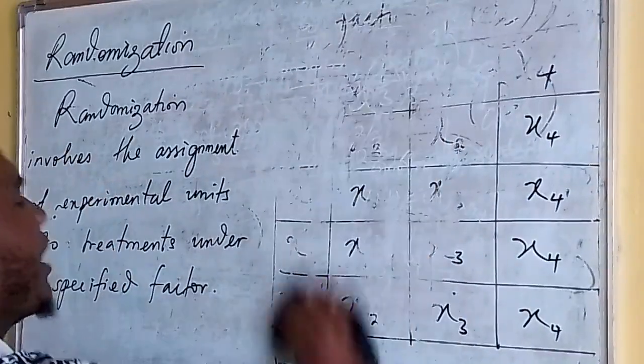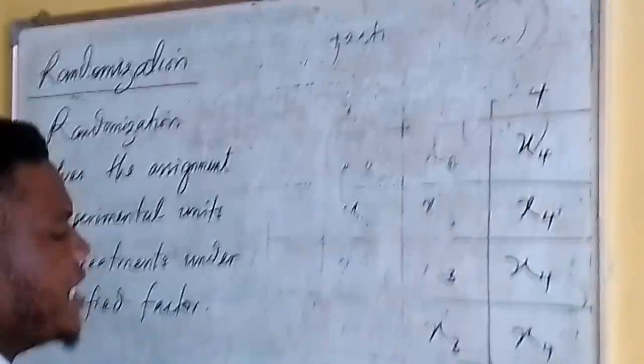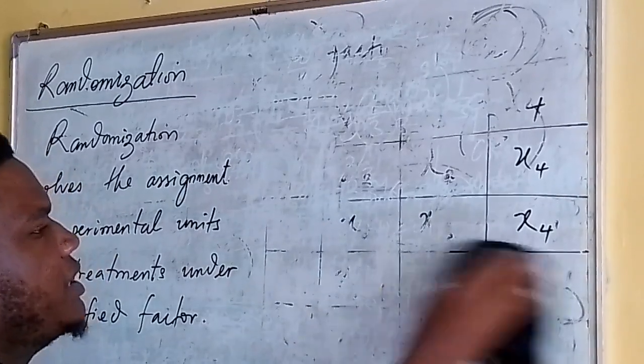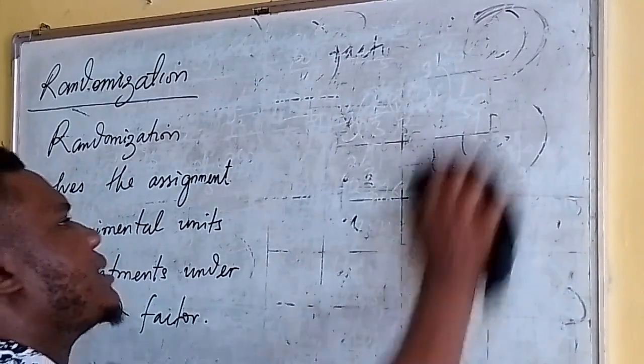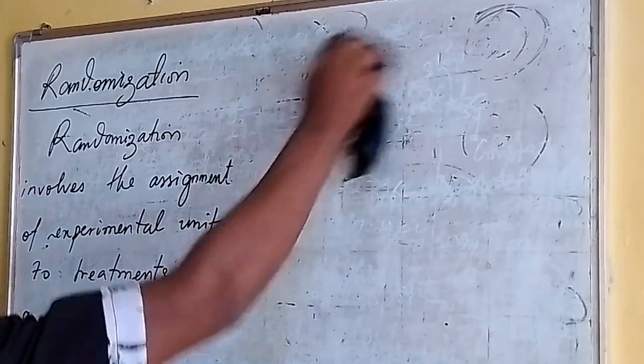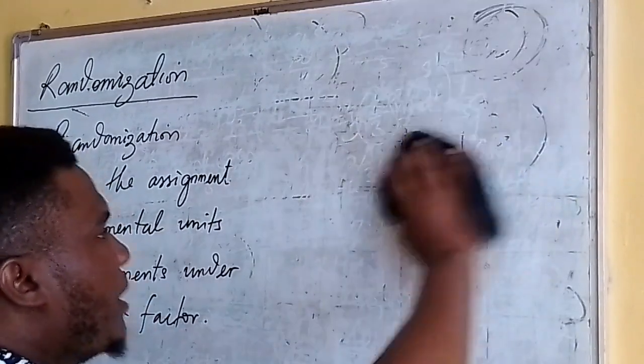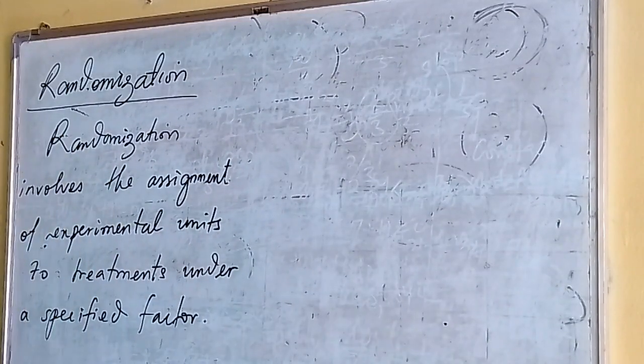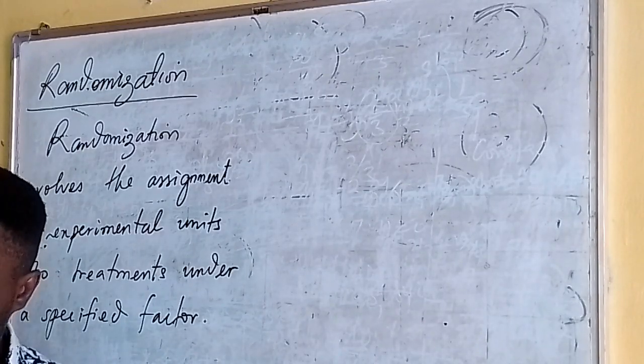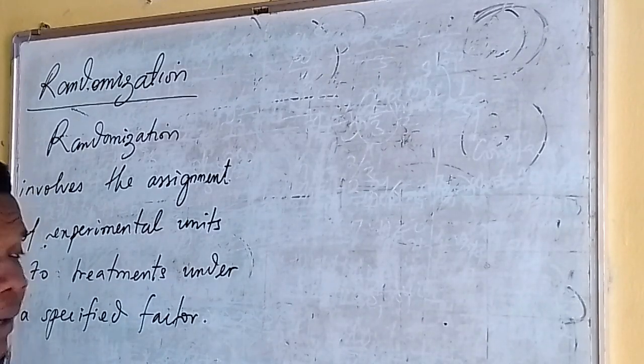Now, what two types of errors? We said in any experimental design setup, there is what we call experimental error. And we say that experimental error is made up of two basic parts. What and what? Two errors will make up what we call experimental error.